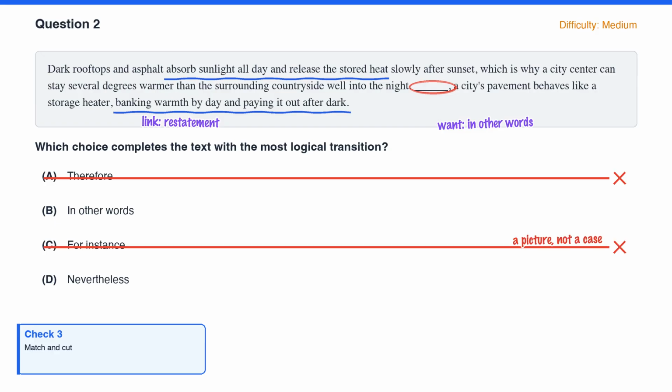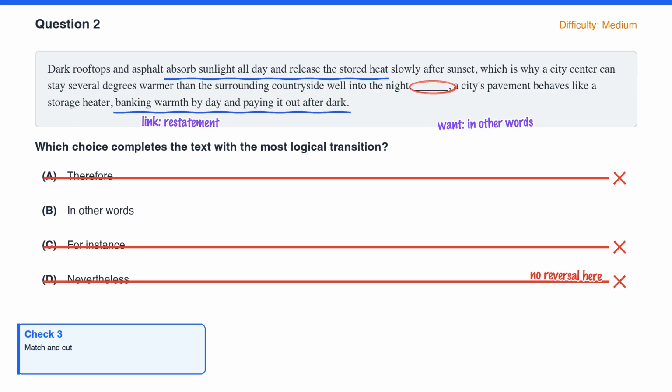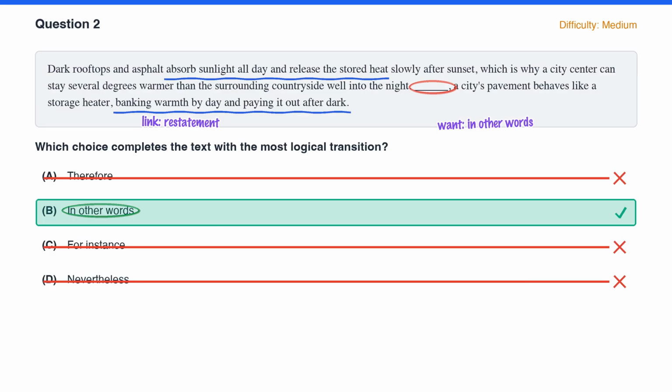Toss it. "Nevertheless" flips the direction, and nothing here pushes back. Strike that too. "In other words" announces a restatement, and that is the job. B is the answer.